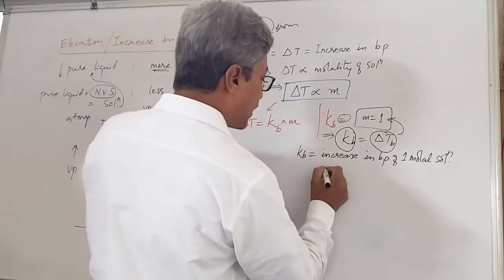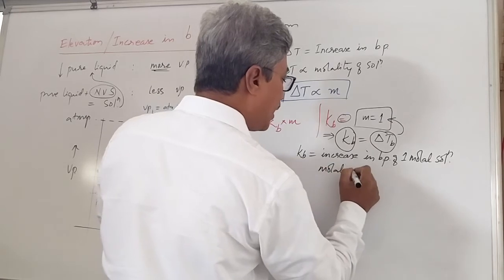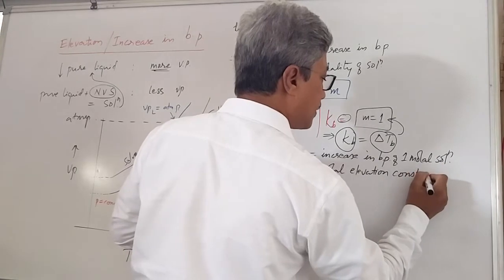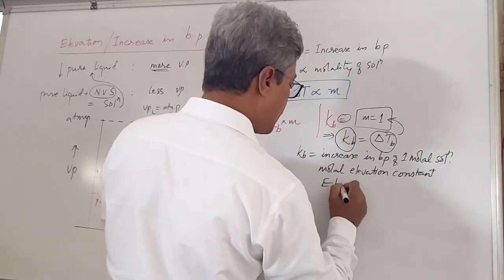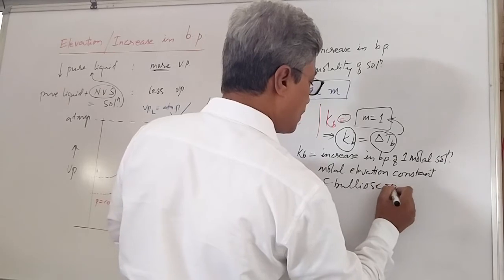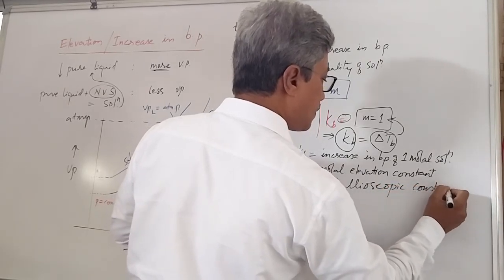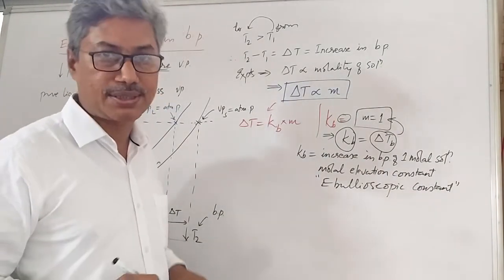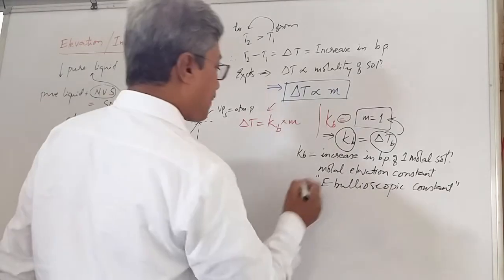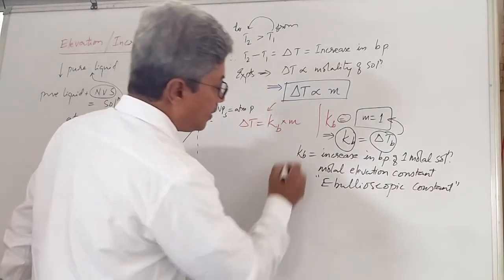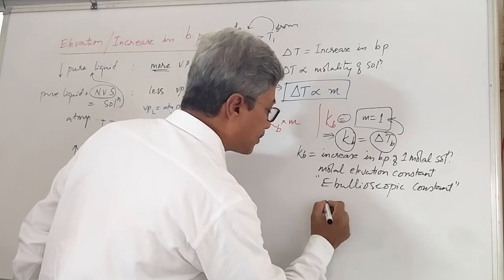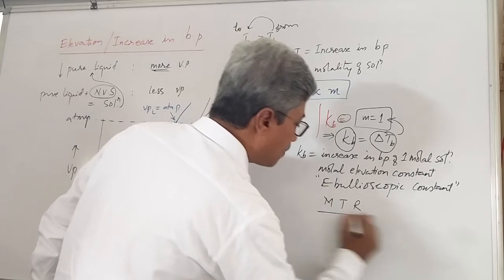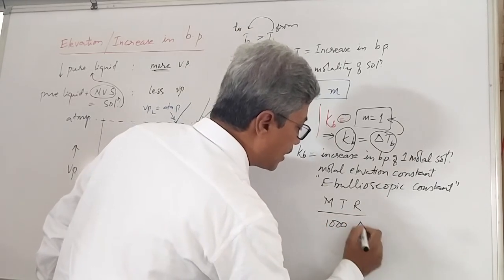Therefore, it is also called the molal elevation constant, and it is also called the ebullioscopic constant. Okay. Here, this Kb can be calculated for different liquids by using M1 T square R by 1000 delta H.